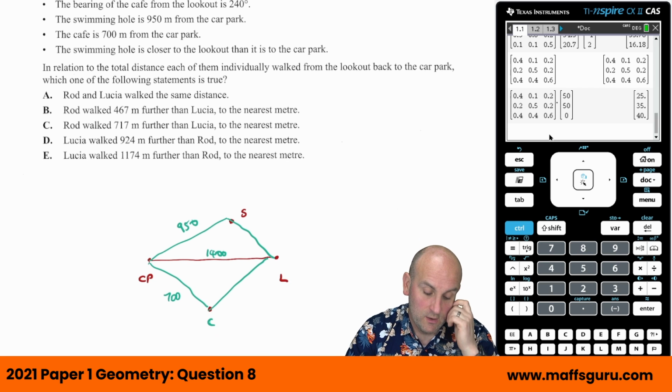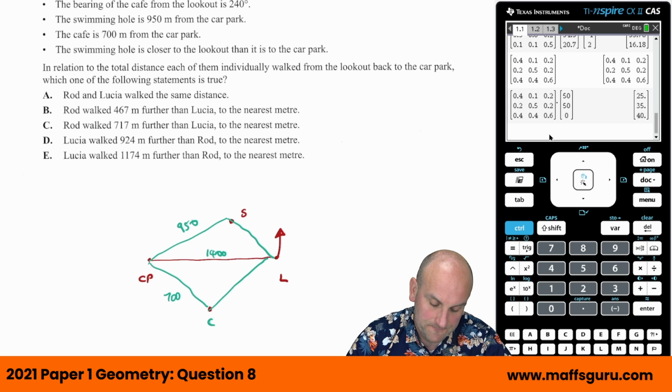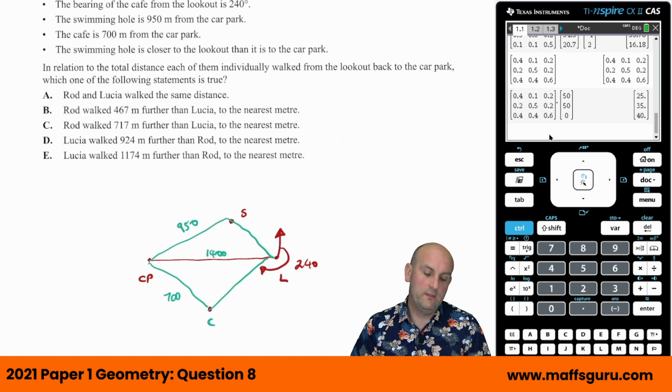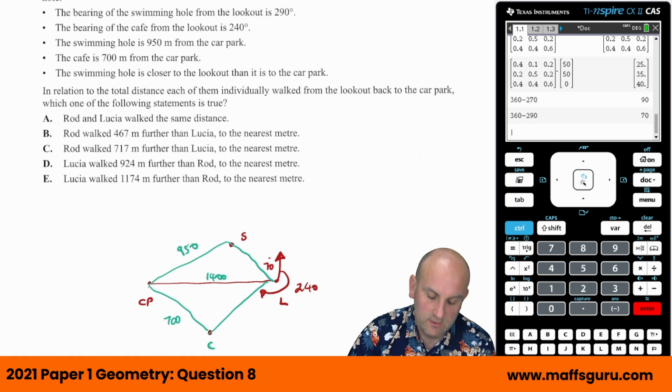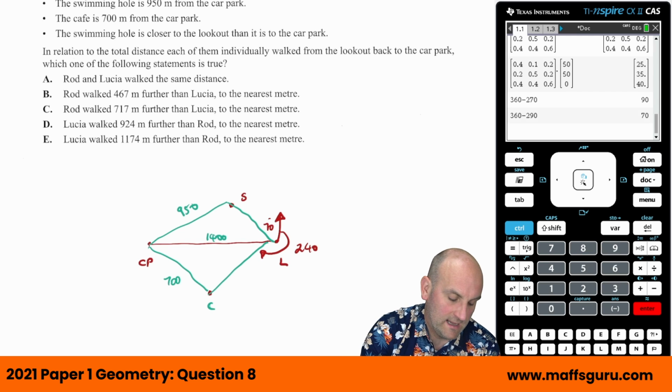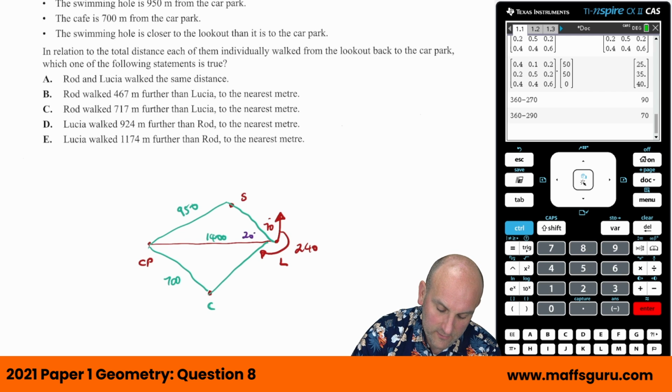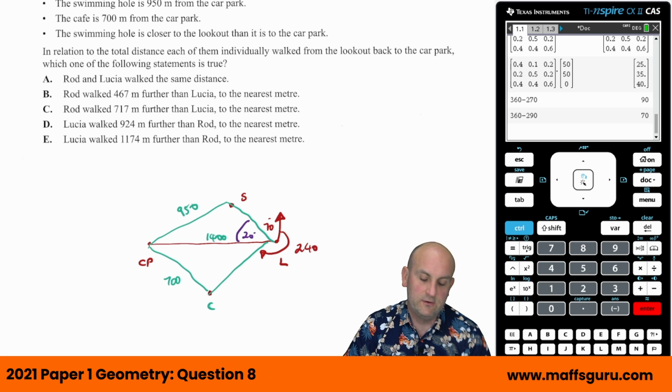We also know that we've got bearings. So what did it say? The bearing of the cafe from the lookout is 240 degrees. And we know that from the lookout to the swimming pool, it was 270 degrees. I know that's 70 degrees, which tells me that the angle inside here is going to be 20 degrees. So that angle there is 20 degrees.